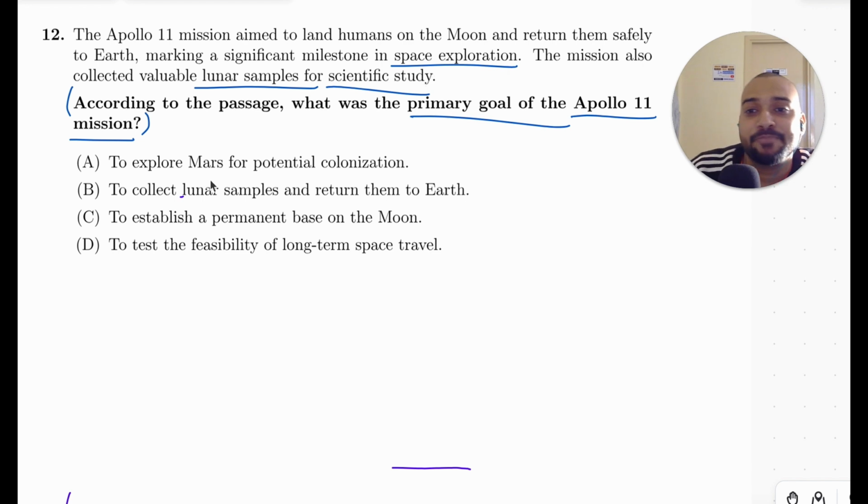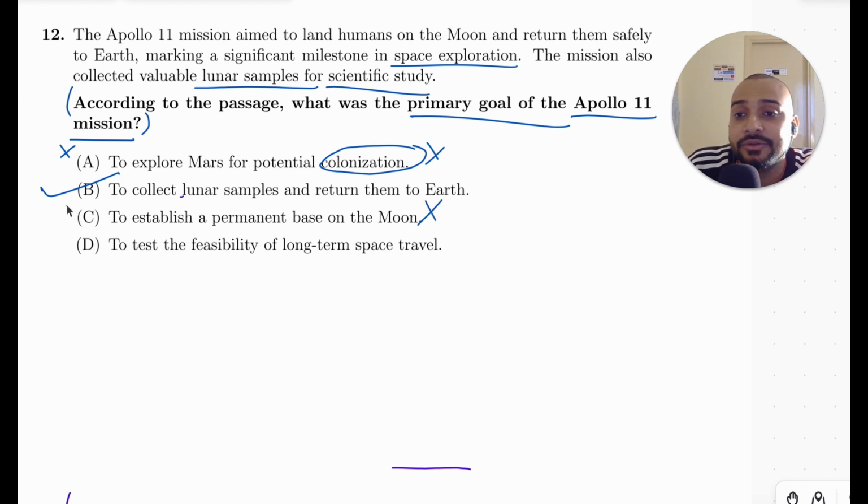So let's see the options. To explore Mars for potential colonization: an invented addition, not required. Wrong. To collect lunar samples and return them to Earth: okay, viable. Let's keep it for now. Option B, to establish a permanent base on the moon: not mentioned. Could be an idea, but not mentioned here explicitly. So we don't consider any additional information that's not mentioned.